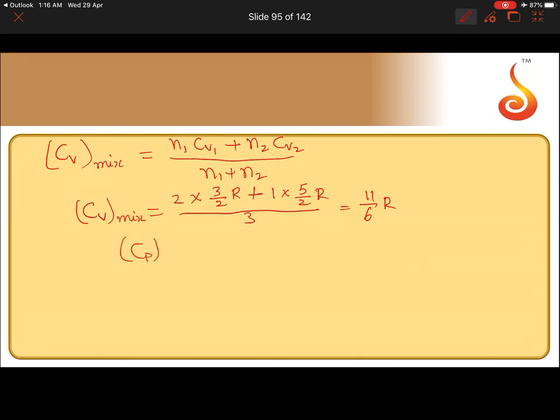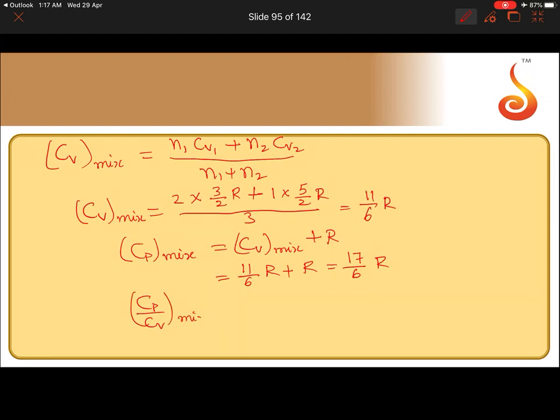So Cp of mixture according to Mayer's equation should be Cv of mixture plus R, that should be 11 by 6 R plus R. So that turns out to be 17 by 6 R. So Cp by Cv of mixture, that should be equal to gamma of mixture, this divided by this. R and 6 get cancelled, it will be 17 by 11, that is 1.54. That should be option D.